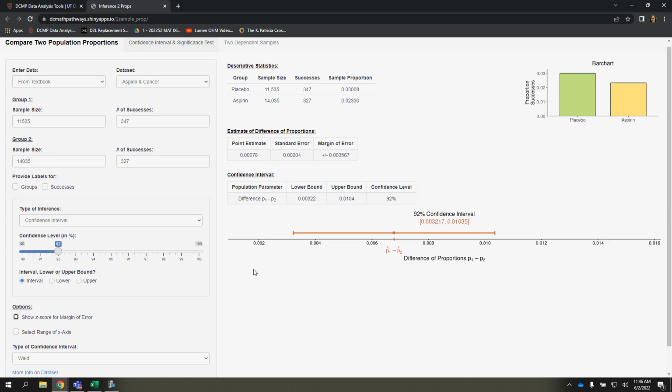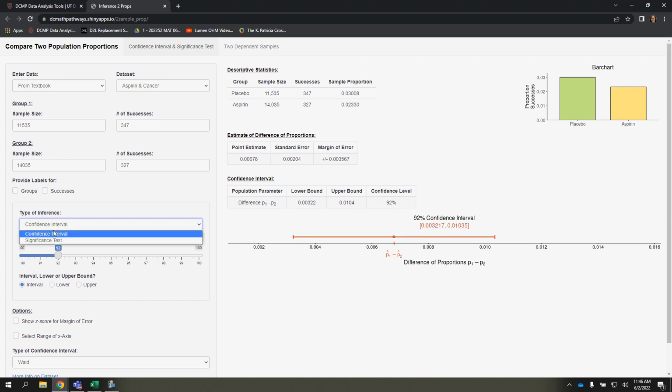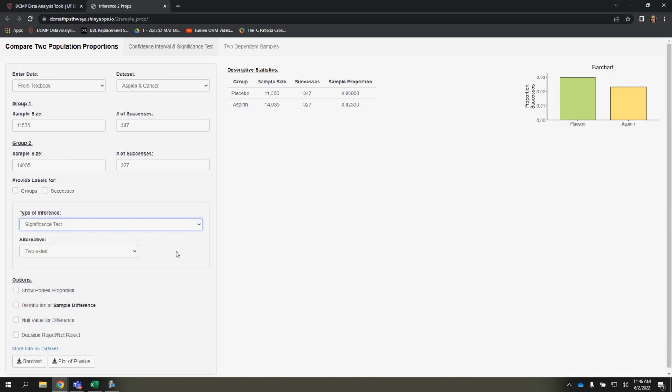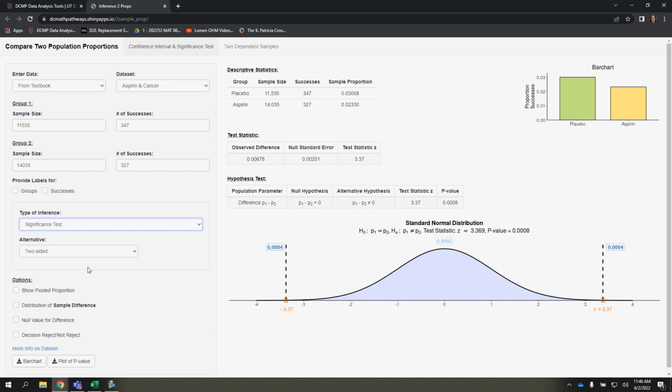Now, if you want to use the significance test portion of the app, you have to decide, are you testing this two-sided, which means that they are not the same, they're not equal to each other, or did you want to test to see if one of them is greater than the other? So either less than, greater than, again, depending on what you're trying to learn about this.